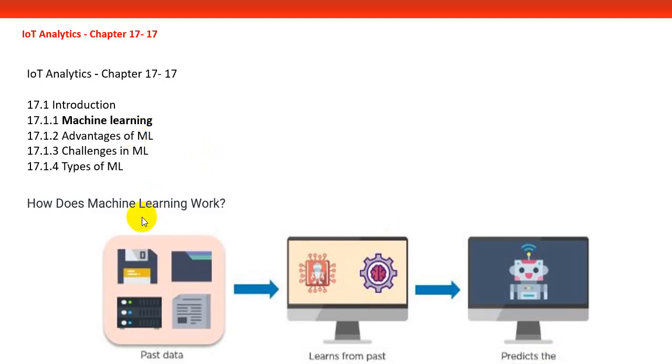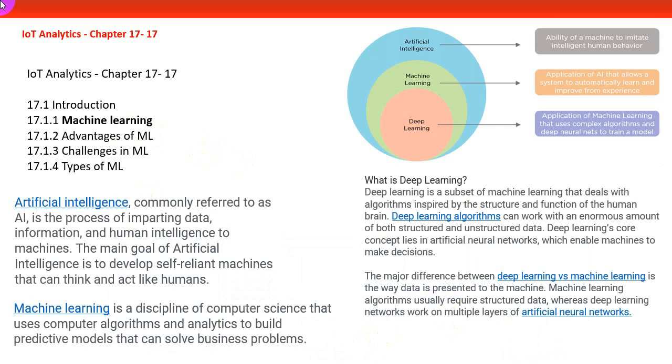How machine learning works means it uses past data, learns from the past, and predicts the output. This is called machine learning. Then to understand machine learning, you have to understand some more things also: deep learning, machine learning, and artificial intelligence.